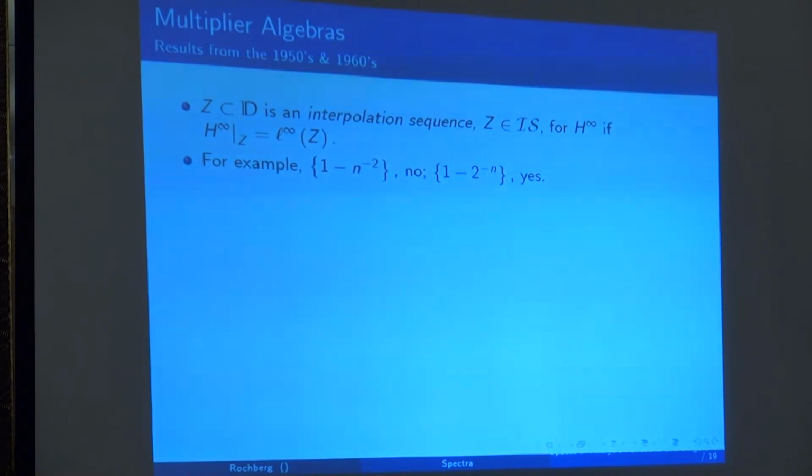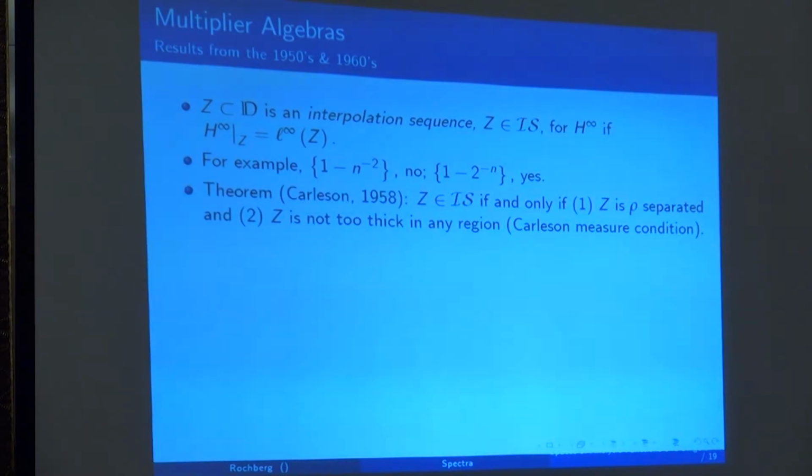The way to think of these in general, it's all technical, but the basic idea is that the sequence goes to the boundary fast enough. And the theorem was that the sequence has to be separated, and the Carlson measure condition basically says the sequence is not too thick in any region, in some very precise technical sense.